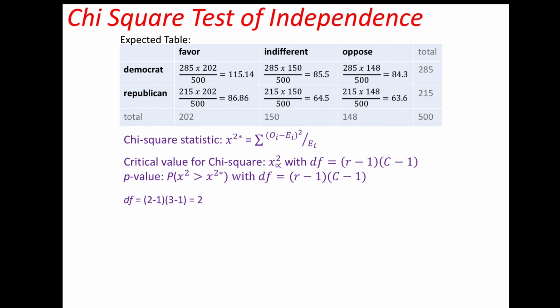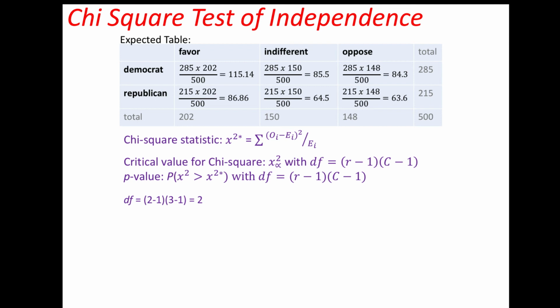So in this case, our degrees of freedom are 2 rows minus 1 times 3 rows minus 1, which gives you a degrees of freedom of 2. So let's calculate the critical value first. The degrees of freedom are 2. We're going to assume alpha equals 0.05.